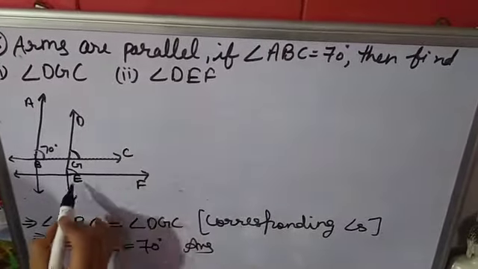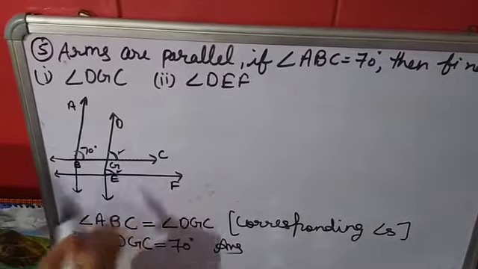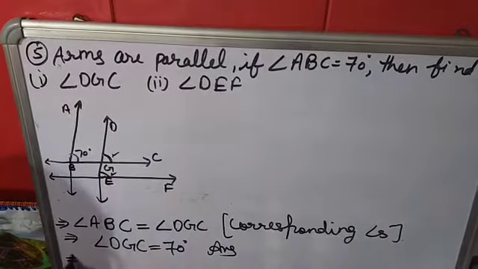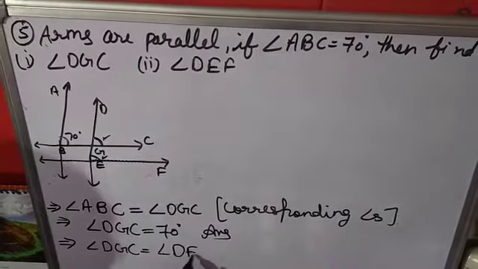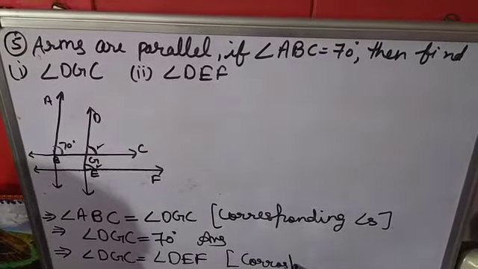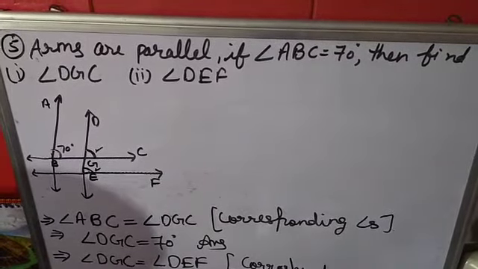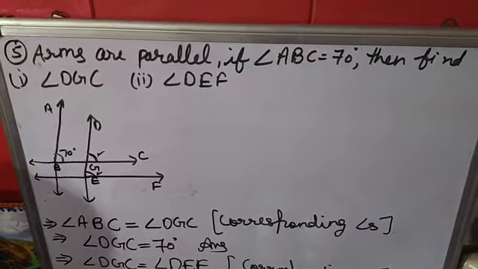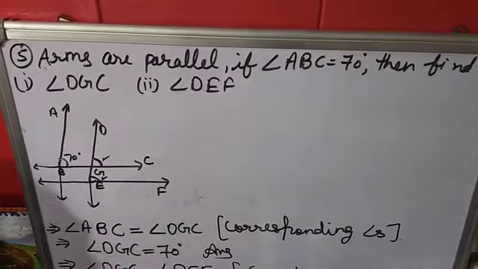Now you have to find DEF, this angle. Again look at this. Both angles are corresponding, this one and this one. One is exterior, one is interior. Both are on the same side. So you will write again angle DGC is equal to angle DEF. Reason is the same: both are corresponding angles. So the value of angle DEF will also be 70 degrees.